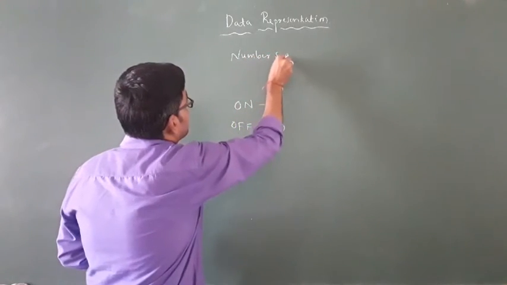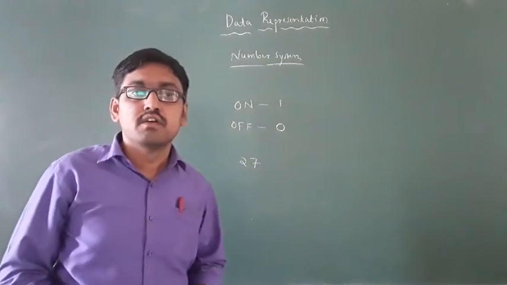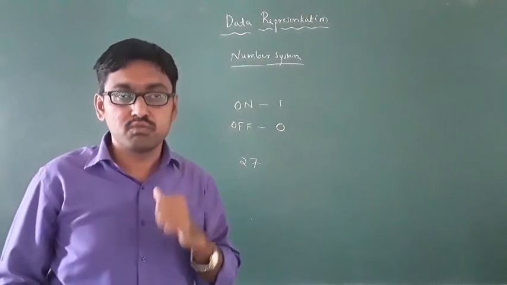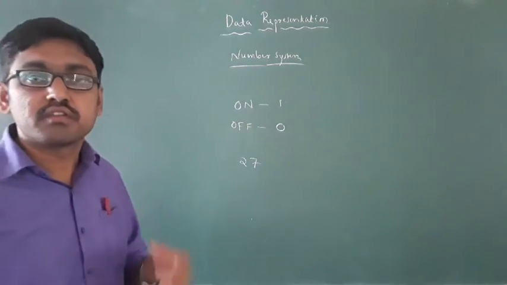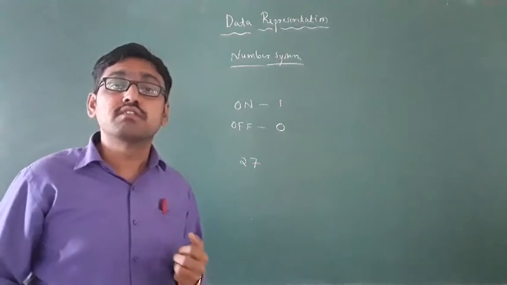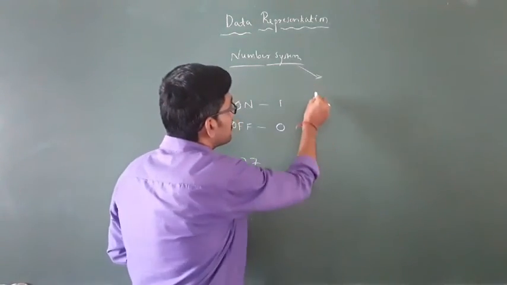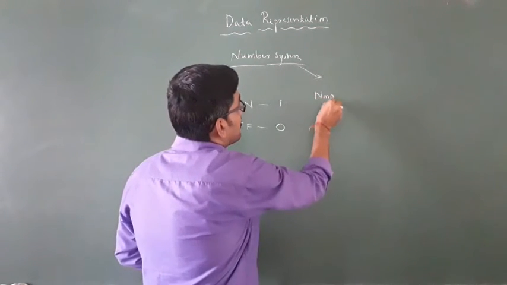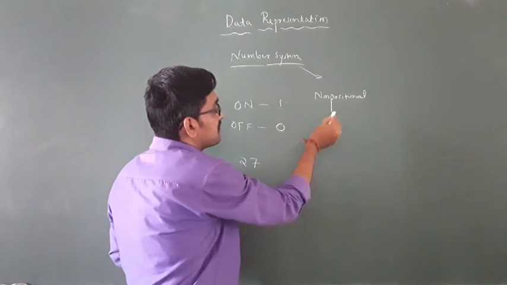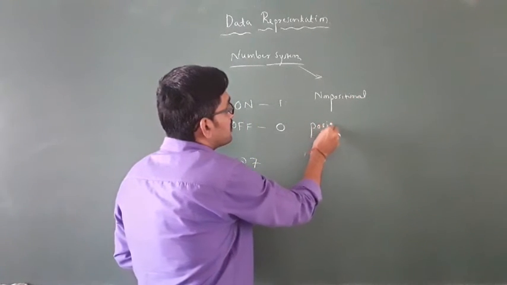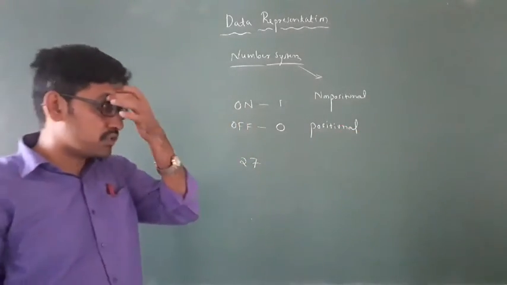What is a number system? It is a system of numbers which have certain values. There are two types of number system, which we discussed last class. One is the non-positional number system. The second one is the positional number system.